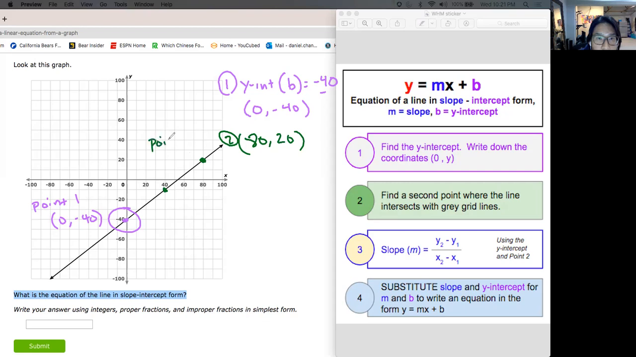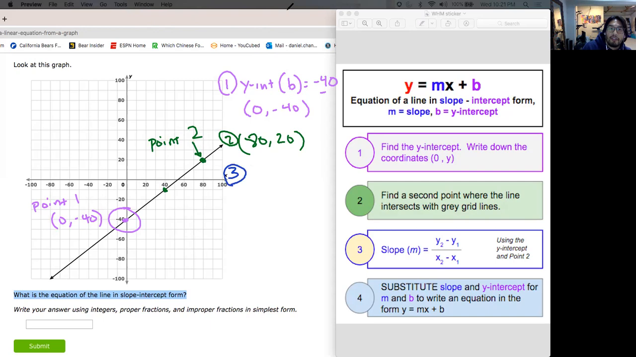Point 2, right there. I'm just going to skip that one I did in the middle. All right. Next step, step 3, let's find the slope.